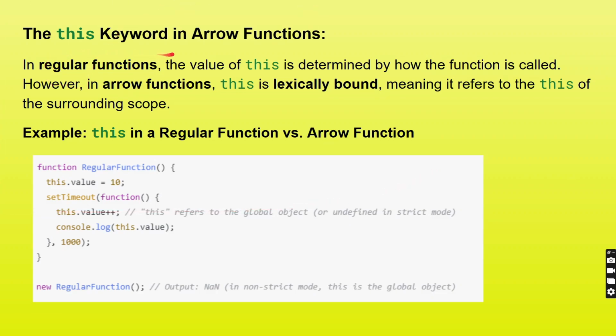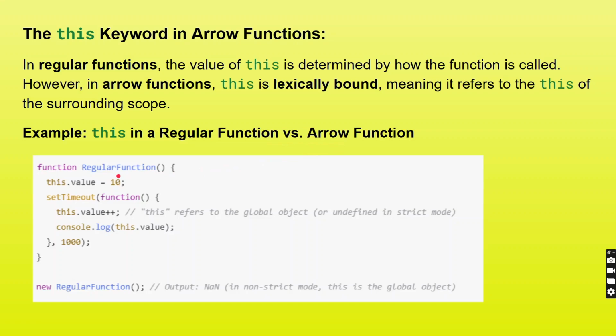this keyword in arrow functions. In regular functions, the value of this is determined by how the function is called. However, in arrow functions, this is lexically bound, meaning it refers to the this of the surrounding scope. Example, this in a regular function versus an arrow function.